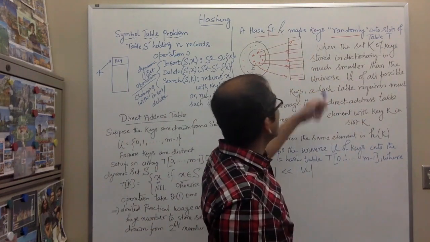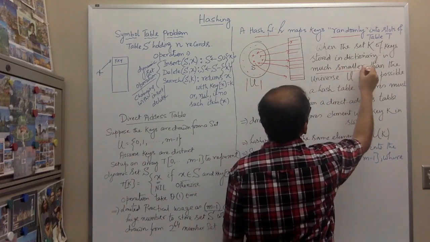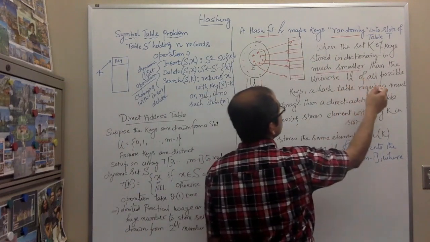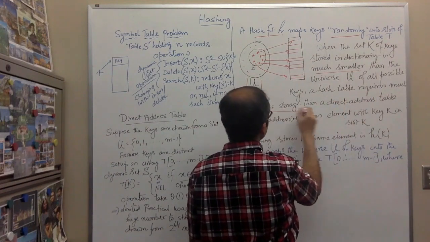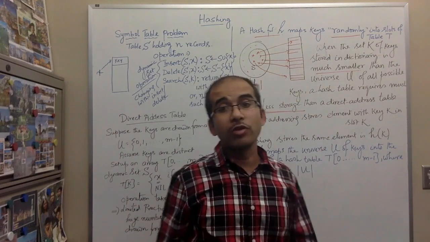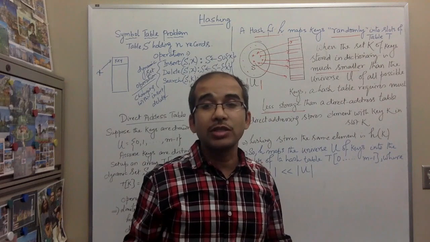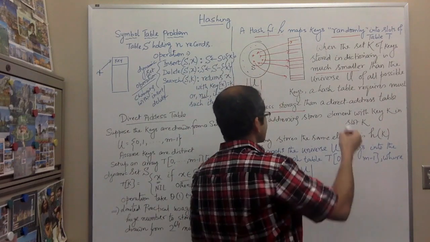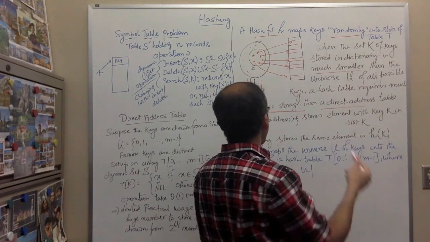So what we say is that when the set K of keys stored in the dictionary is much smaller than the universe U of all possible keys, a hash table requires much less storage. We do not need to create a table of the size of the universe. We can just create a table of the size of the number of keys we currently have, maybe a few more, and then instead of a direct access table, we can just use a hash table.